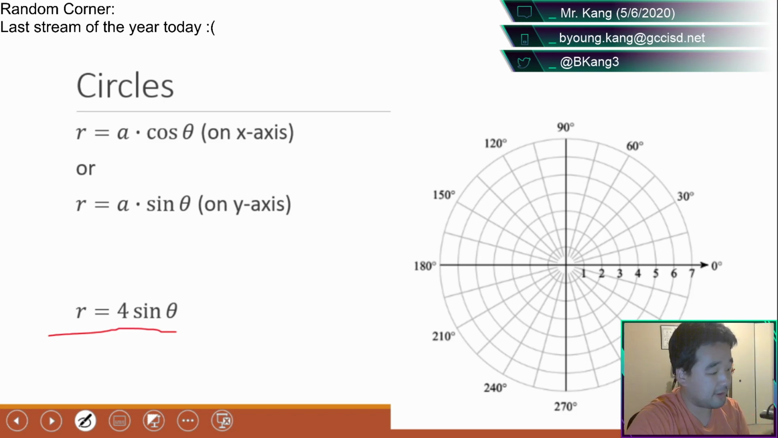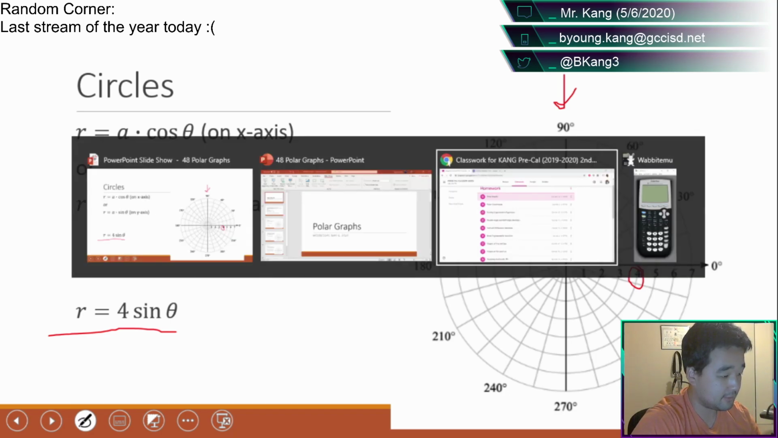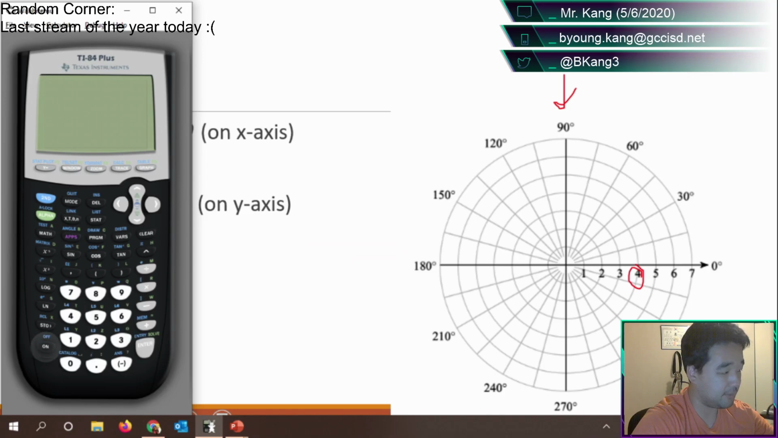So r equals 4 sine theta is just a circle that goes out to 4 on our little radial dial out here. And then sine theta, you notice on my little tooltip up here, it says it's on the y-axis. So if you go to the y-axis, it's going to be centered there. Now I'm going to show you how to use your calculator to get this answer. And this is going to be what you do, like I said, 80% of the time.